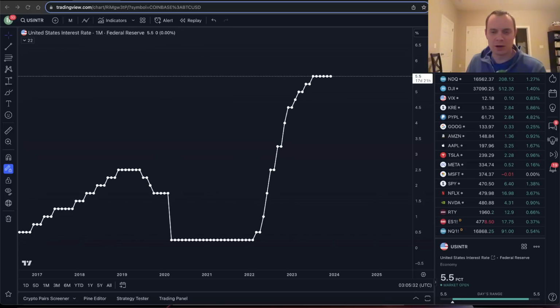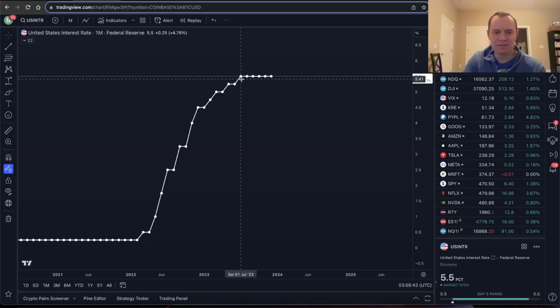Let's go ahead and jump in. So, we heard from Powell today at the most recent FOMC. The Fed decided to keep interest rates unchanged, so we are still looking at 5.5%. You can see that the Fed hit the terminal rate, or what is theoretically the terminal rate, back in July.